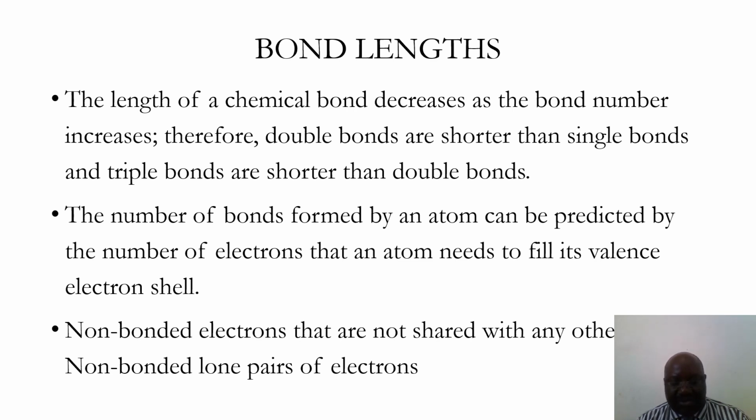The number of bonds formed by an atom can be predicted by the number of electrons that an atom needs to fill its valence electron shell, the outermost orbital. Non-bonded electrons are normally not shared with any other atom, and these are said to be not participating. Any pair of electrons that does not participate in the formation of bonds but is found in the outermost orbital is referred to as a lone pair of electrons.